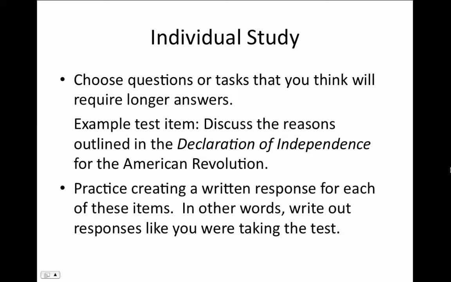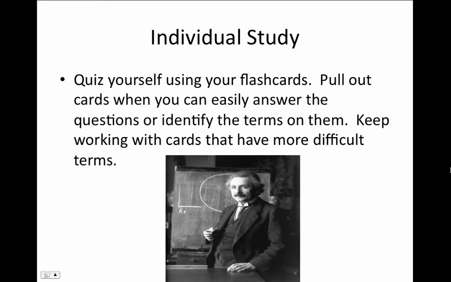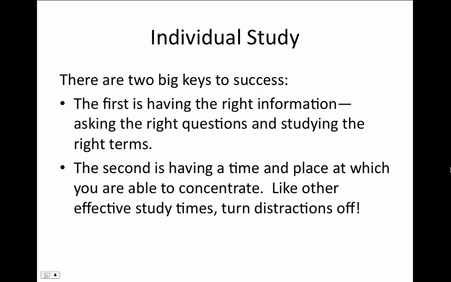Choose questions or tasks that you think will require longer answers. Here's an example of a test item like that. Discuss the reasons outlined in the Declaration of Independence for the American Revolution. Practice creating a written response for each of these items. In other words, write out responses like you were taking the test. Quiz yourself using your flashcards. Pull out cards when you can easily answer the questions or identify the terms on them. Keep working with cards that have more difficult terms.